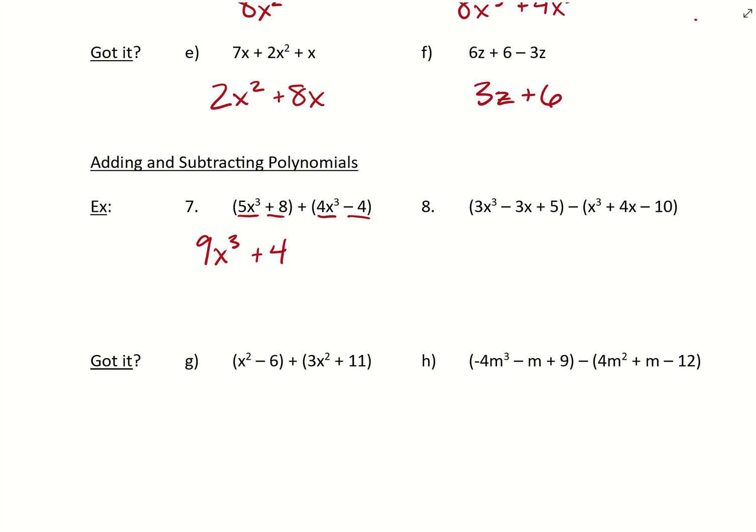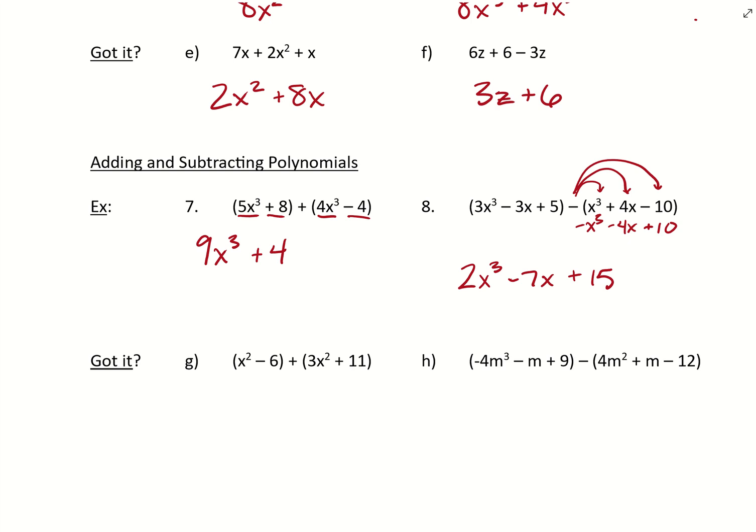When we look at number 8, we want to make sure that the negative goes to all of them. So you could think of this as negative x cubed, negative 4x, and positive 10. And now you're just adding. So 3x cubed minus x cubed is 2x cubed. Negative 3x minus 4x is negative 7x. And then 5 plus 10 is 15. And that is it for that example as well.